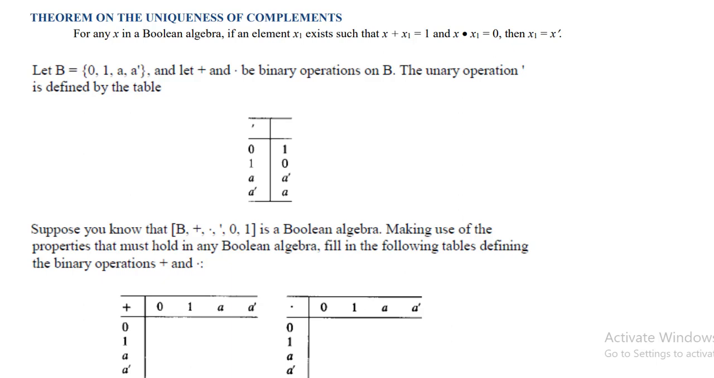Hello, in this video we'll continue with Boolean algebra properties. So here we're going to talk about the theorem of the uniqueness of complements. For any x in the Boolean algebra, if an element x1 exists such that x plus x1 equals 1 and x dot x1 equals 0, then x1 must be the complement.